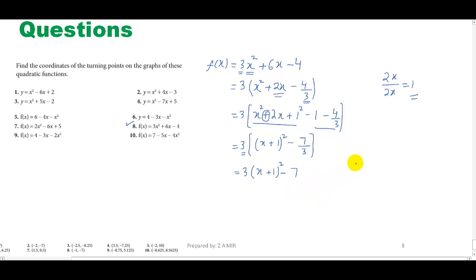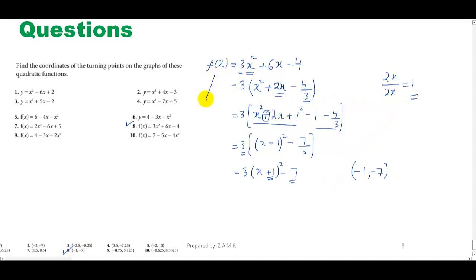Now from here the turning point, as we know, we will change the sign of this always. It is minus 1 and we will take this as it is. So minus 7. So this is the turning point. And this is the answer, and this our answer is correct.